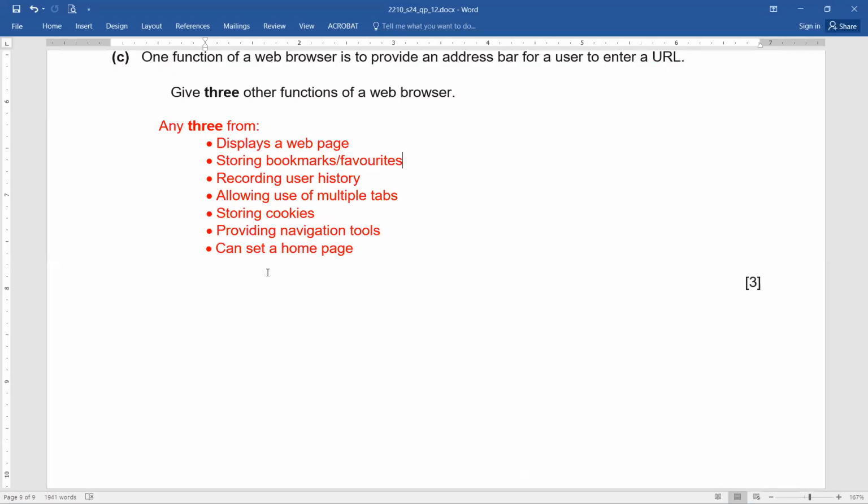It's there to store bookmarks or maybe favorites. It's there to record user history. It's there allowing use of multiple tabs. It stores cookies. It provides navigation tools and sets a home page. So simple functions of a web browser, if you have learned and remembered them, then you can answer and you will be able to score 3 out of 3.